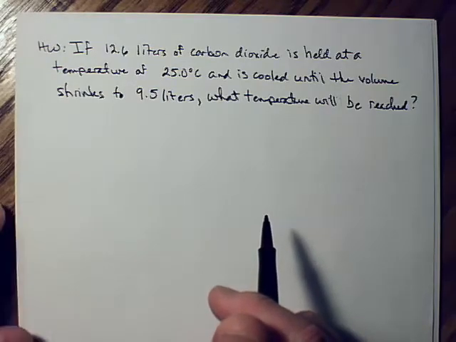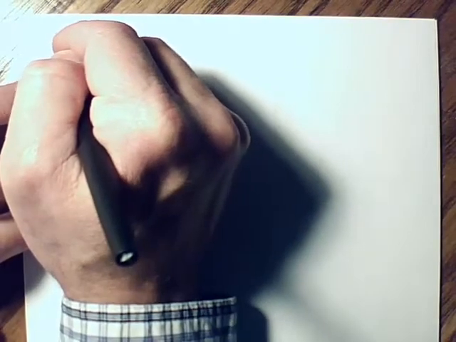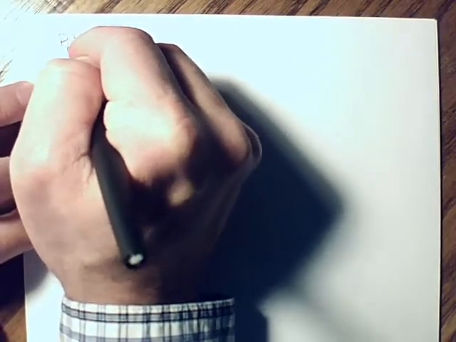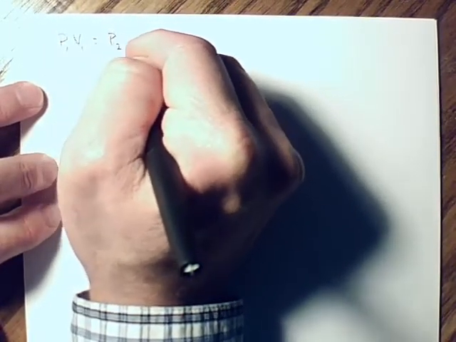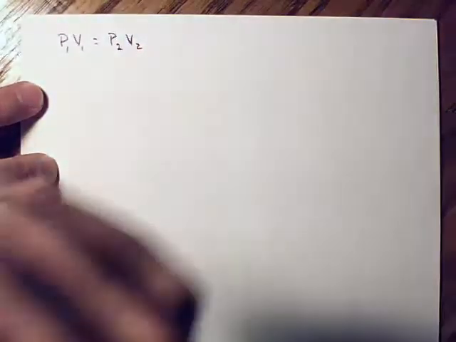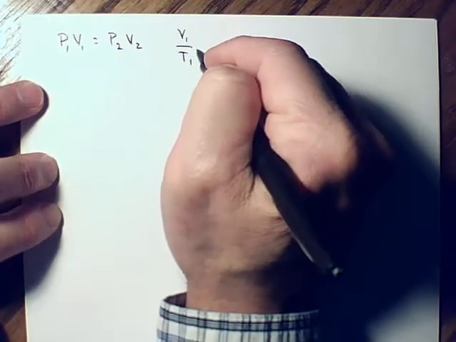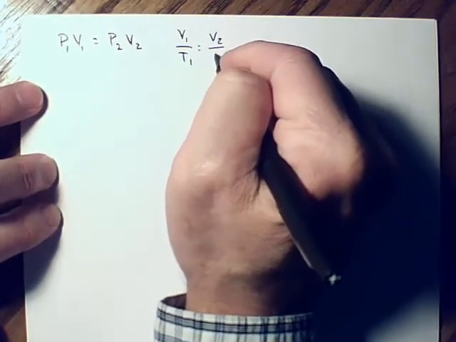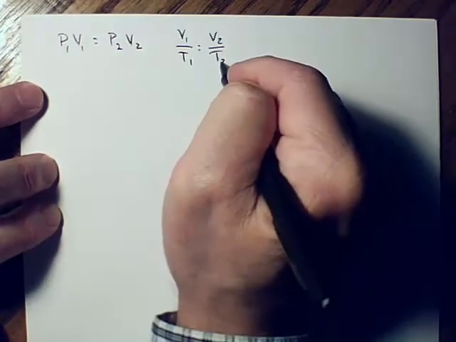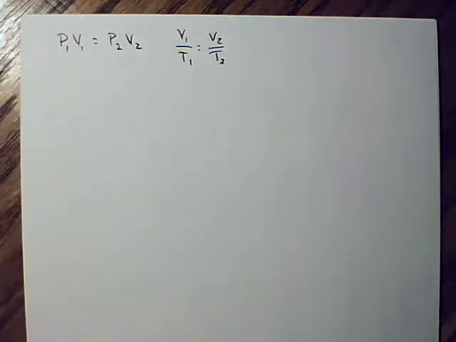And so far, we've only dealt with two gas laws. The first gas law was Boyle's law, P1V1 equals P2V2. And the other gas law we've dealt with so far was V1 over T1 equals V2 over T2. This is Charles' law. And there are some others, but right now those are the only ones you know about.